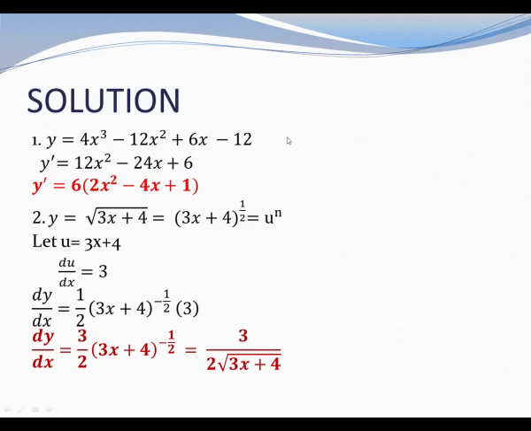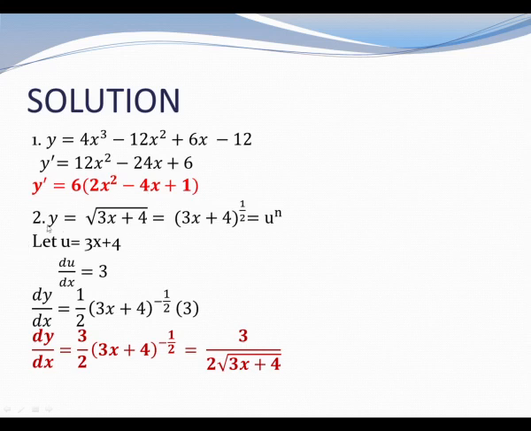And then the 6x is simply 6 because the derivative of x with respect to x is equal to 1. That's the property, the derivative of a variable with respect to itself. And then minus 12, wherein the derivative of a constant is 0. So finally we have the derivative of the function y with respect to x, or simply y prime, equal to, factoring out the common factor 6, 6 times the quantity 2x squared minus 4x plus 1.